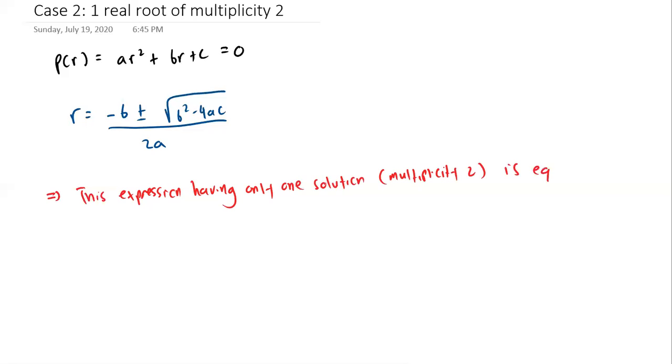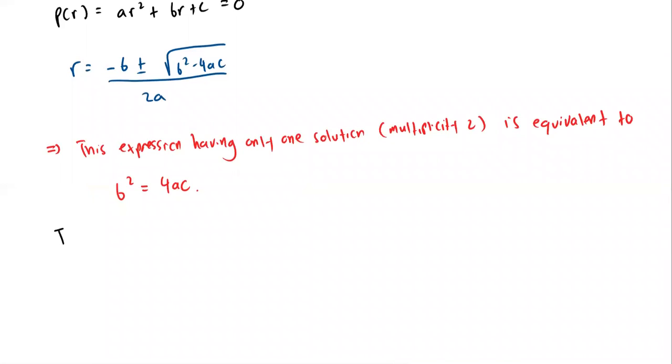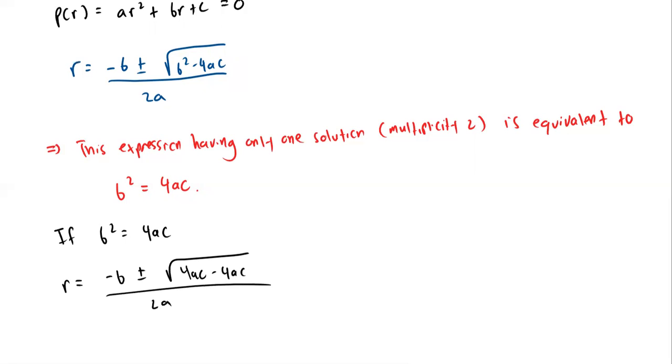it's equivalent to b squared being equal to 4ac. Why is this the case? Well, if b squared equals 4ac, then what happens when we look at r? We get r equals negative b plus or minus the square root of b squared, which is the same as 4ac, so we get 4ac minus 4ac, over 2a. Well, 4ac minus 4ac is 0. So we get only minus b over 2a. And that is our only root, and it has multiplicity 2.